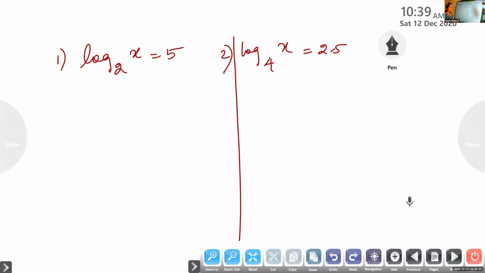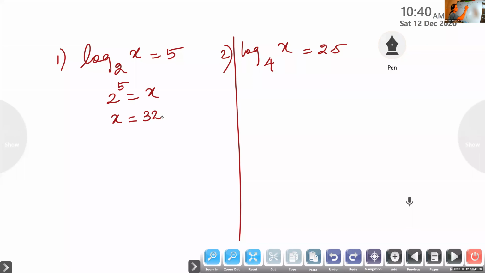Our aim is to find x. It is given in logarithm. So the first step, you have to convert that into exponential form. So 2 raised to 5 is x. Therefore, what is x? 32. This is 32.